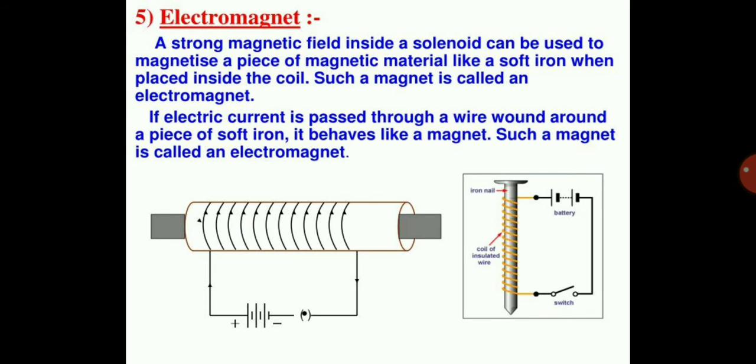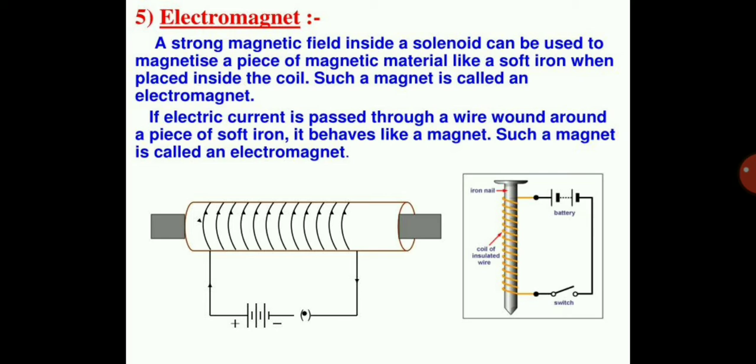On the basis of this solenoid principle, we have an electromagnet. You can also prepare an electromagnet at home. So how can we prepare it? See the right hand side figure. An iron nail is taken, and an insulated wire is coiled around it and connected to a battery.